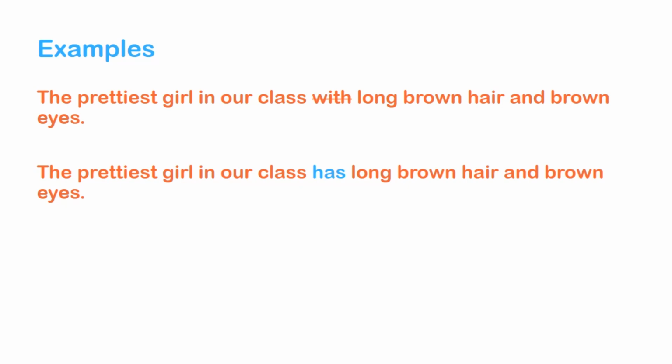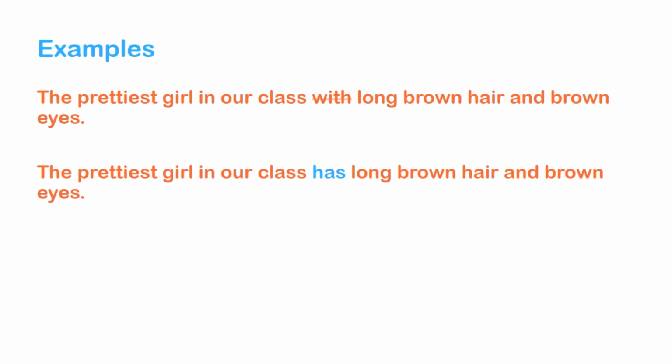Meanwhile, in the second sentence, the prettiest girl in our class has long brown hair and brown eyes. We can see that the topic or the subject of the sentence is the prettiest girl in our class. And after that, we can see that it has a verb, which is telling us that she has long brown hair and brown eyes, which is to show the existence of long brown hair and also brown eyes.